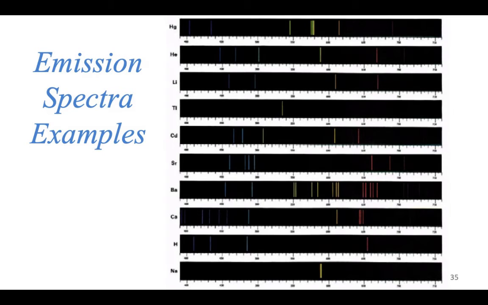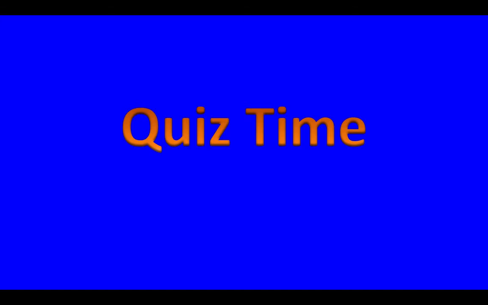It is important to note that with an emission line spectrum, there may be lines of light that we can't see with our eyes, such as ones that fall within the infrared or ultraviolet light range.